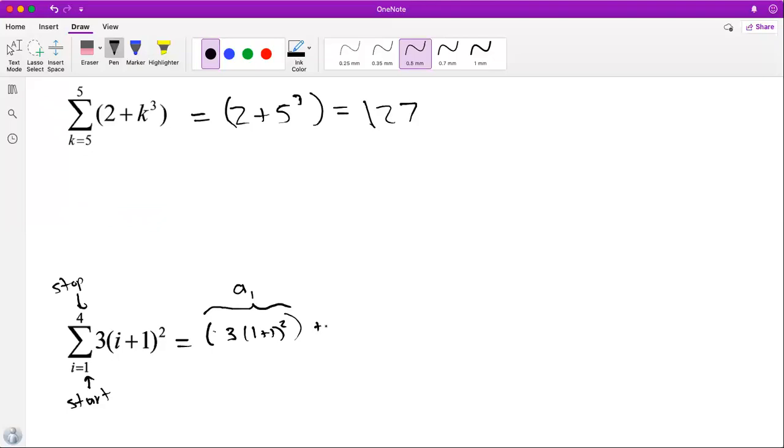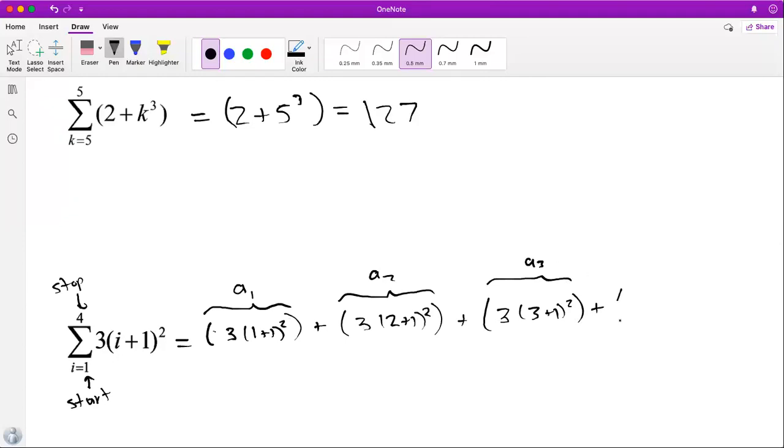Then we add, because the sigma means sum, the second term, which is when i is 2. So we do 3 times (2 plus 1) squared. This would be A2. Then we add the third term, 3 times (3 plus 1) squared. This is A3. And then the last term is 3 times (4 plus 1) squared. That's A4. Now you don't actually have to have these outside parentheses, but I'm putting them there so we can differentiate between the terms.